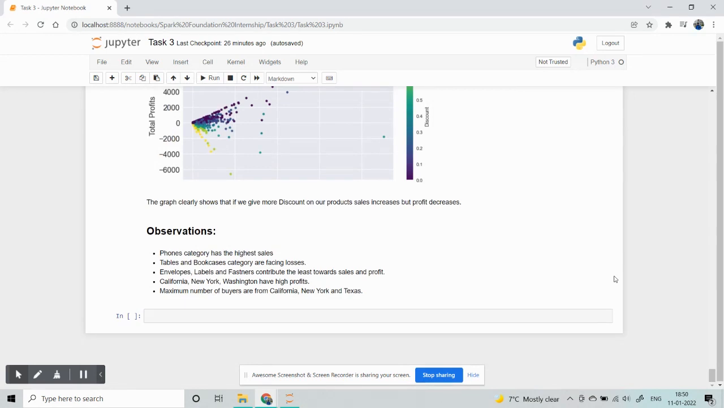So now, in the last part, we are stating our observations. Phone category has the highest sales. Tables and bookcases categories are facing losses. Envelopes, labels, and fasteners contribute the least towards sales and profit. California, New York, and Washington have high profits, and the maximum number of buyers are from California, New York, and Texas.